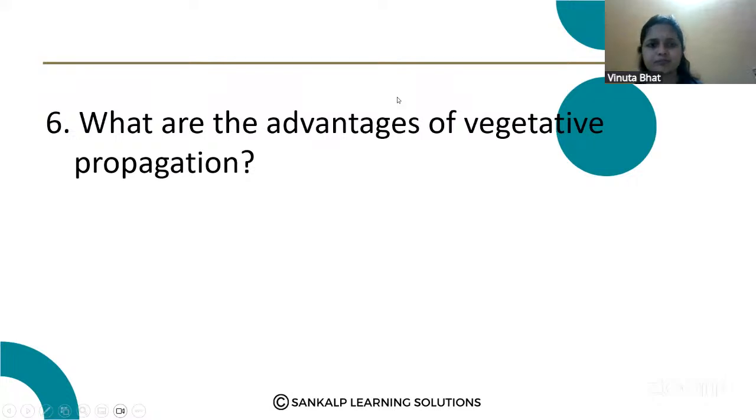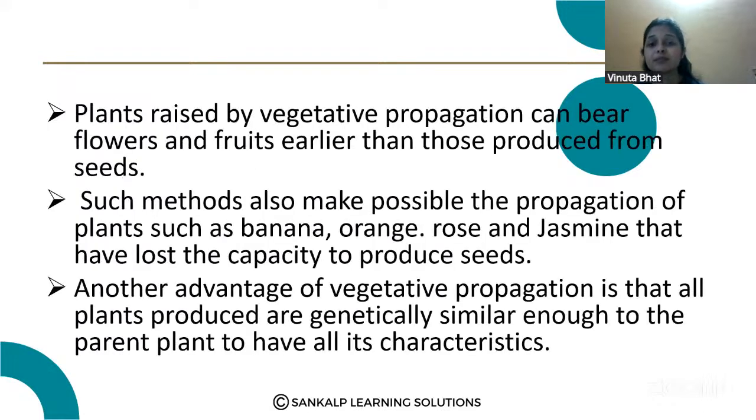Next question. What are the advantages of vegetative propagation? Here, the plants raised by vegetative propagation can bear flowers and fruits earlier than those produced from seeds. And such methods also make possible the propagation of plants such as banana, orange, rose, jasmine that have lost their capacity to produce seeds. These plants are not able to produce seeds, but their propagation is done by this type of reproduction, that is vegetative propagation.